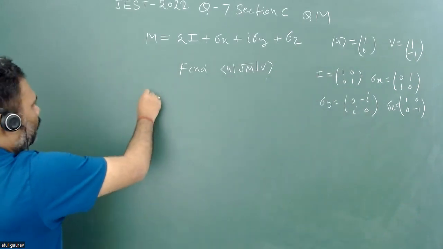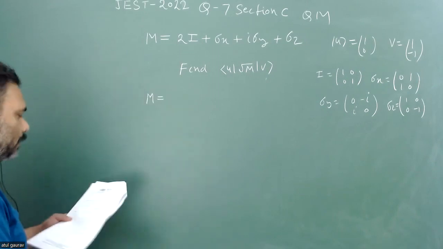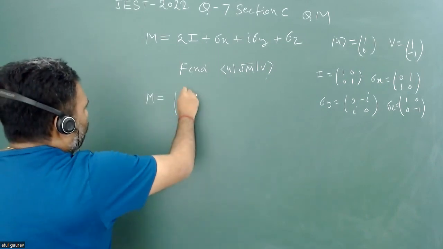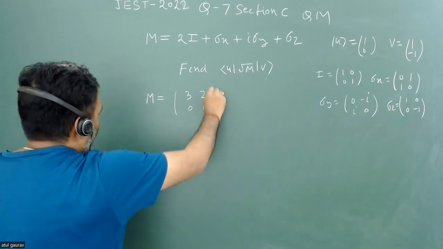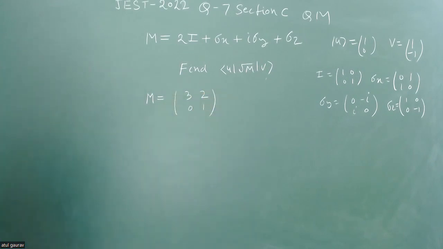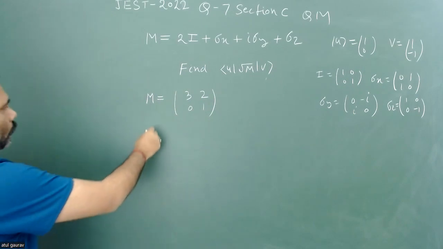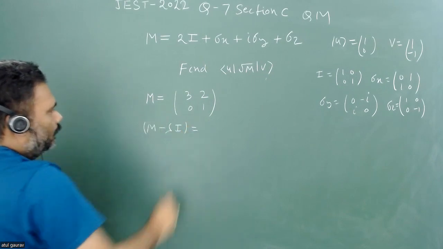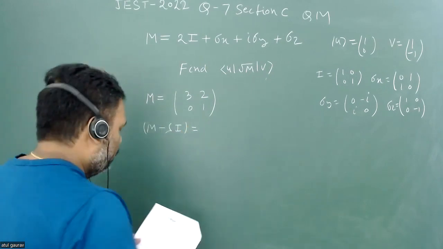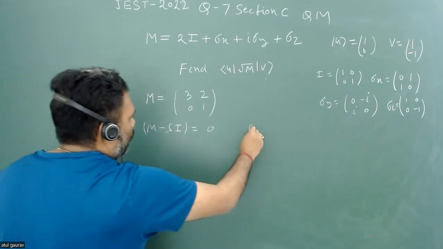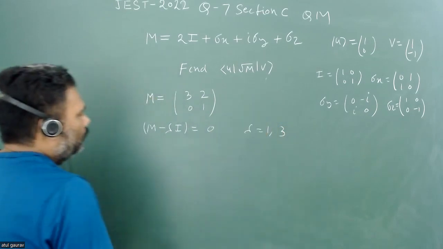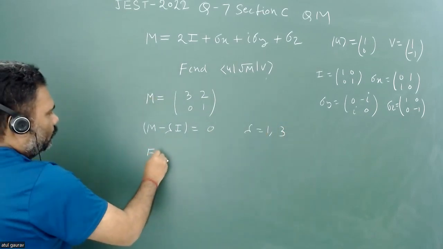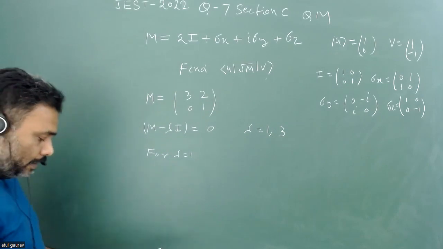And when we put it here, I have calculated all these things. So we have a 2 cross 2 matrix, and this matrix is basically 3 2 0 1. This is a wonderful matrix. And we have to calculate the eigenvalues with M minus lambda I equal to 0. Then lambda is equal to 1 and 3. And for lambda equal to 1, we have the eigenvector; I have already calculated.